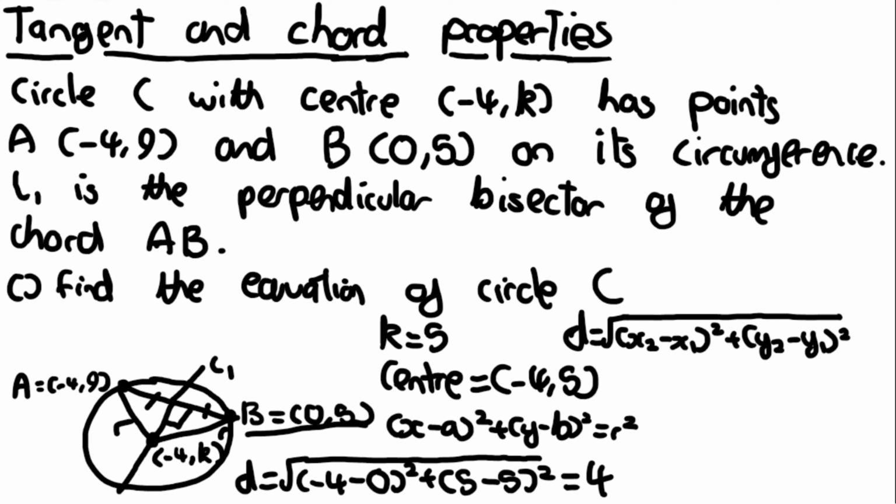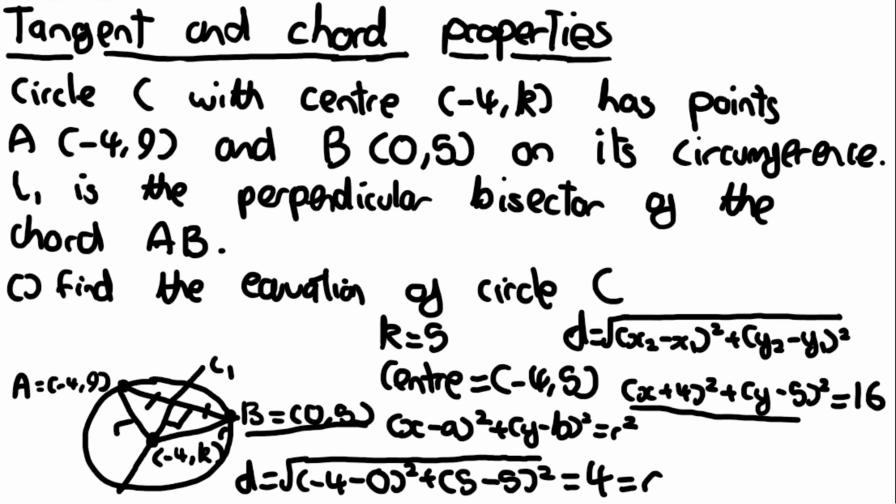So therefore the equation of the circle is x minus -4, which will be plus 4, squared, plus y minus 5 squared is equal to the radius squared, which we figured out the radius is 4, so 4 squared is 16. And this is the equation of the circle.